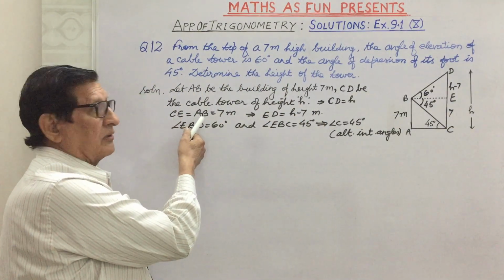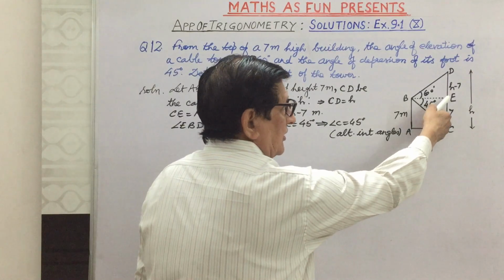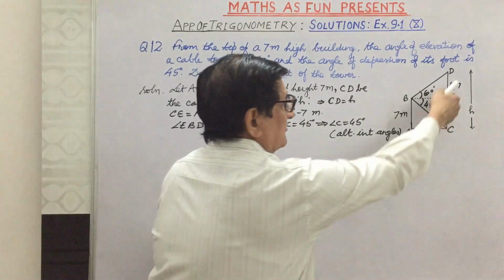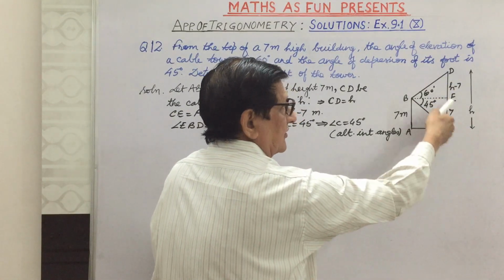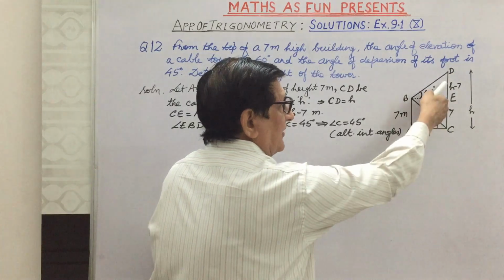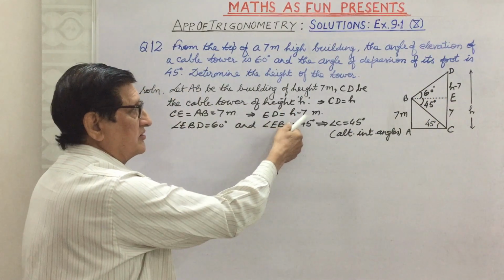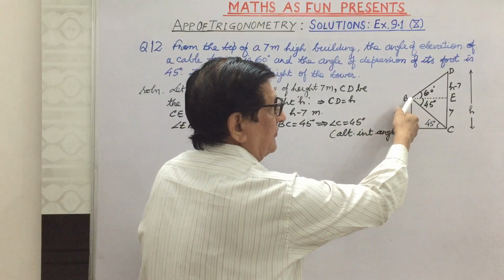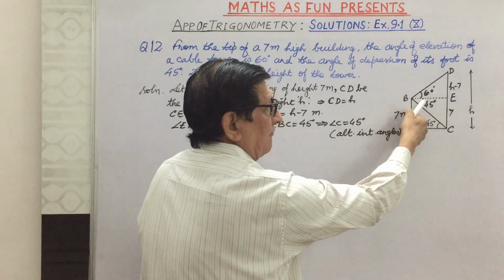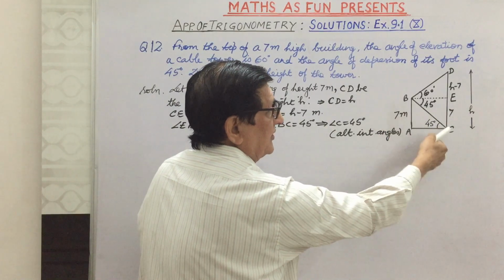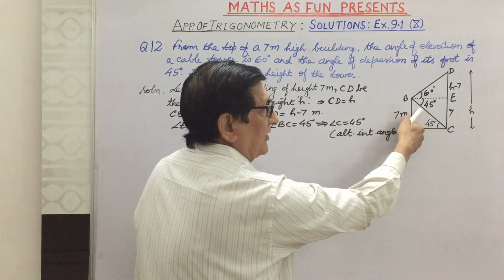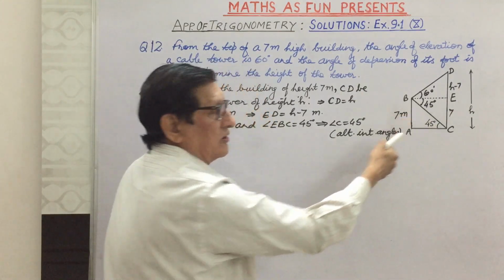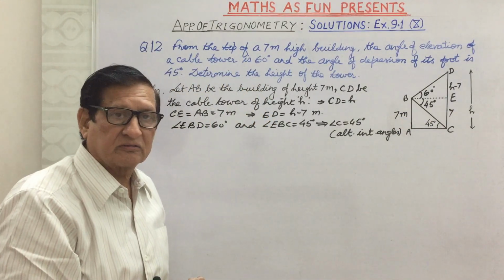Here CE is equal to AB, that will be 7, and since we have taken the total height as H, ED will be H minus 7. So ED is equal to H minus 7 meter, we have written. Angle of elevation from B to D is 60 degree and angle of depression from B to C is 45 degree. It means angle C will be equal to this since they are alternate interior angles.